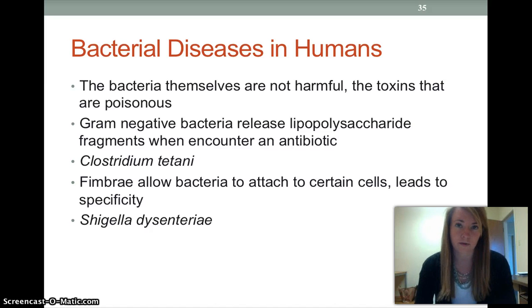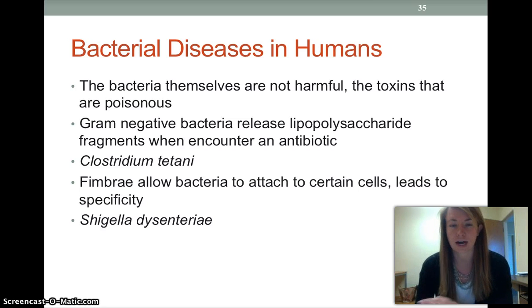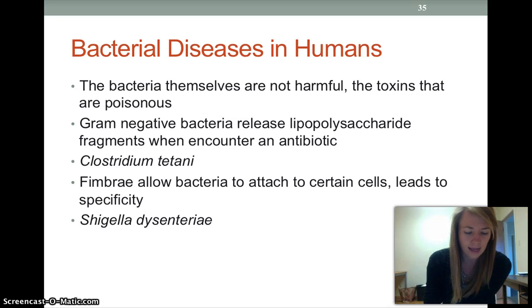Then sometimes fimbriae, remember we talked about fimbriae when we talked about structure of prokaryotes, allow a pathogen to bind to certain cells. This is what leads to the specificity that comes with bacteria. They can only infect certain host cells. For example, Shigella dysenteriae, which causes dysentery, is only able to stick to the intestinal wall, causing dysentery, which is severe diarrhea. They also release a toxin that increases the potential to kill you. So again, the bacteria make you sick, but the toxins make you even sicker.